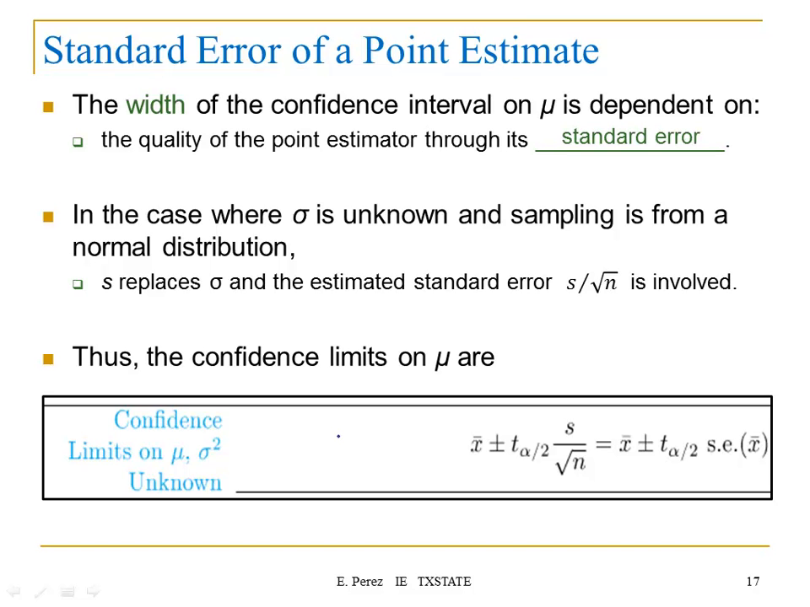Okay, so in the case where sigma is unknown and the sampling is from a normal distribution, we can replace the standard deviation of the population with the standard deviation from the sample. The estimation of the standard error will involve that standard deviation of the sample. Thus, the confidence limit on mu will be based on the t-distribution with the sample standard deviation. Okay, so same concept, just adding a definition. The standard deviation will become the standard error of the point estimate.